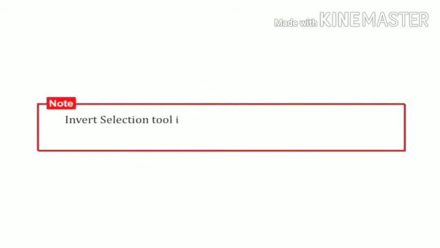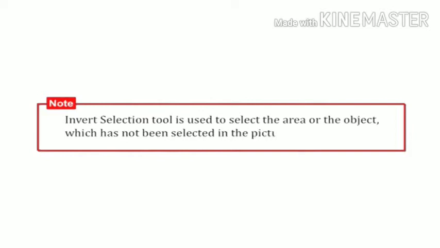Note, invert selection tool is used to select the area or the object which has not been selected.